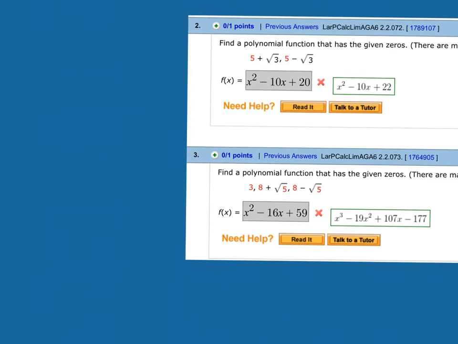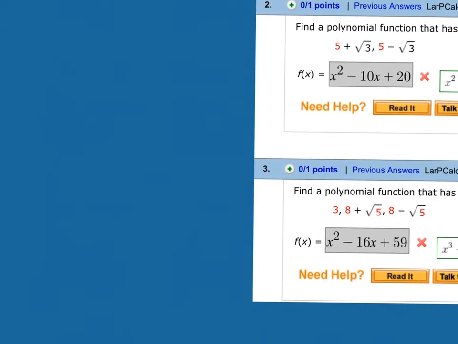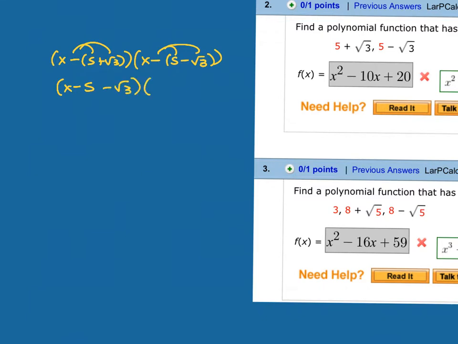So I'll start with 2 because it's just the 2 of them. Your numbers might not be the same, but they're the same concept, right? So if I had 5 plus root 3 and 5 minus root 3, then when I write those out, it'd be x minus 5 plus root 3, and then x minus 5 minus root 3. So that the negative is going to distribute to both. So I'd get x minus 5 minus root 3 and x minus 5 plus root 3. Okay, and then I would normally FOIL that out.